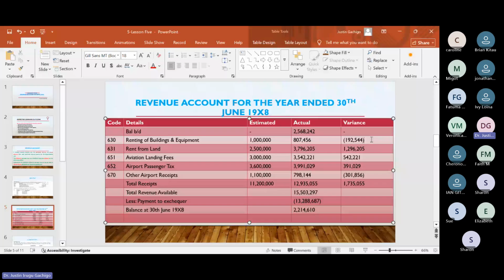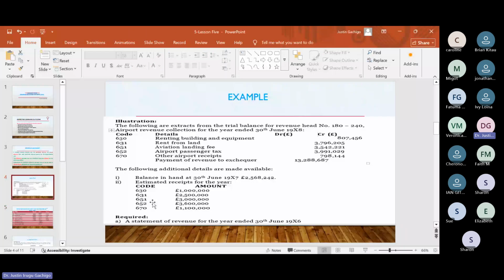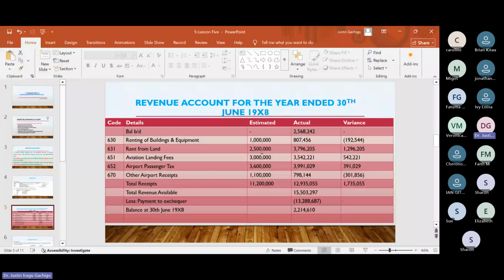Then rent from land. So again, we look at the rent from land here, this code here, this is 2.5 million. This is 3.7. Again, you come and record. So we estimated to receive this, but we received this. So this is a favorable variance. For aviation landing fee, we estimated to receive 3 million. We have received 3.5. Again, that's a favorable variance.